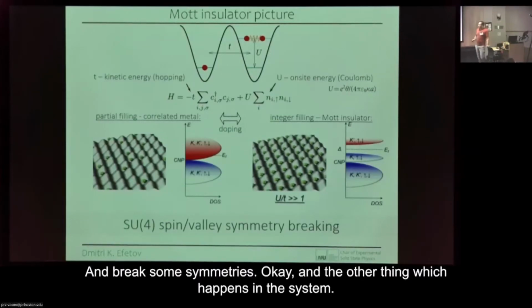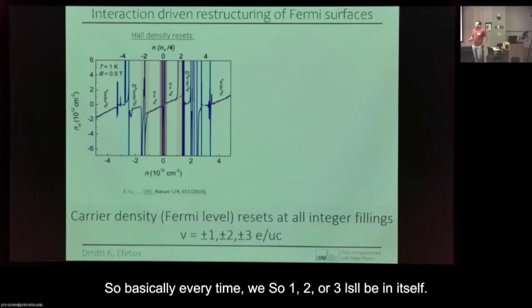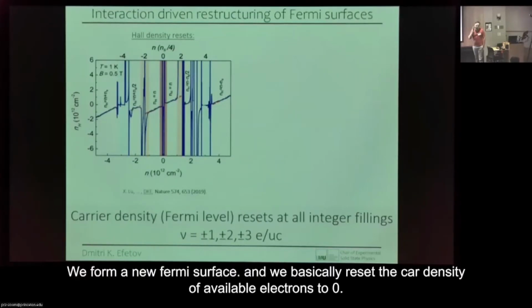Okay, and the other thing which happens in the system when we form these correlated insulators is that we also observe interaction-driven reconstruction of the Fermi surface. So basically, every time we fill 1, 2, or 3 electrons per unit cell, we form a new Fermi surface, and we basically reset the carrier density of available electrons to 0.